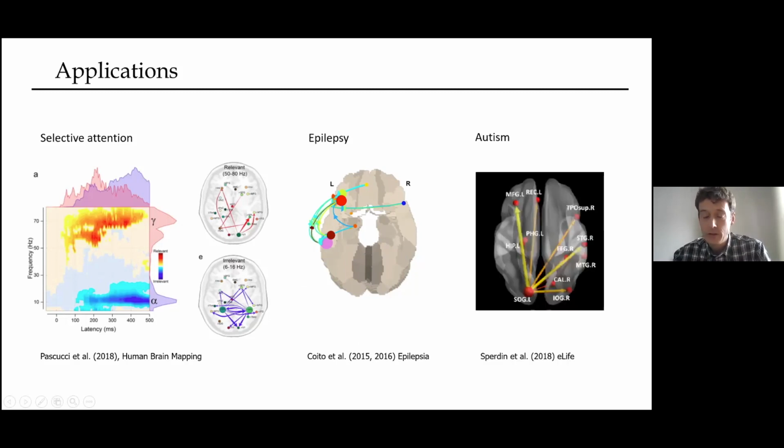Lastly and briefly, we've also applied these network measures to better understand the development of autism in children. This work by Holger Sperden was also done in Geneva. And he showed that certain interactions within what's known as the social network in the brain are already altered in autistic children of a very young age.